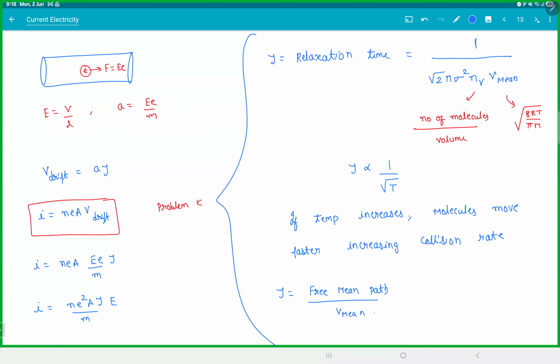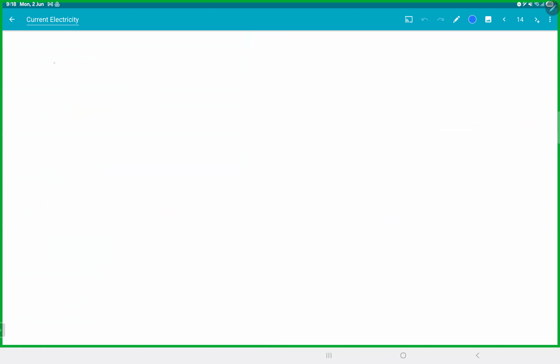We are getting somewhere from here. So we get I is equal to n E square tau by m into field, which is n E square tau by m into V by L. There is an A also. Remember, V is your voltage. So we'll get V is equal to I into m by n E square tau L by A. This is what we call V is equal to IR.